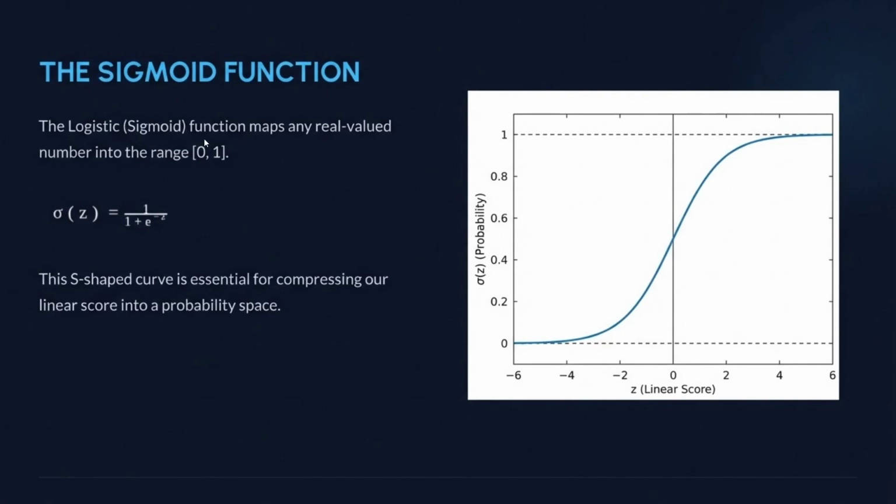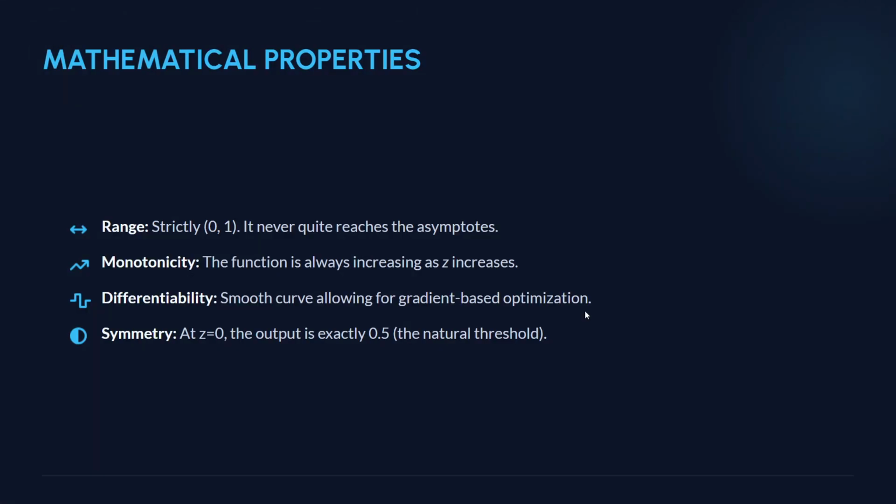The logistic sigmoid function maps any real number into the range 0 to 1, and this is the sigmoid curve. The S-shaped curve is essential for compressing a linear score into a probability. You can see the score is between 0 and 1. Always, for every real number, the value will be between 0 and 1. Now, mathematical properties: range.